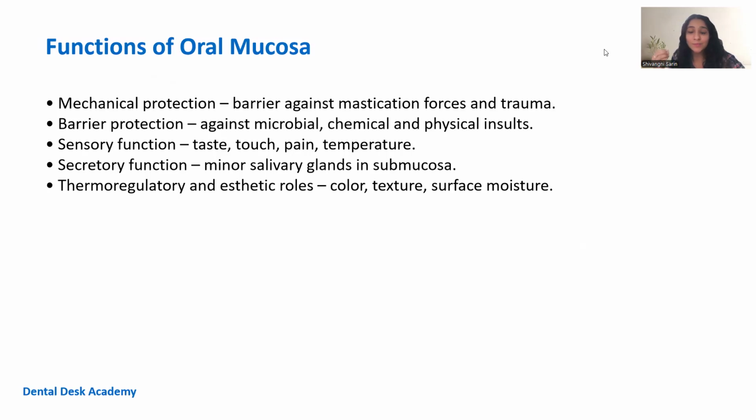The tongue is a specialized mucosa comprising muscle, and it is through the taste buds here that we are able to taste whether it's sweet, salty, sour, or bitter. Then, of course, there is secretory function with respect to the minor salivary glands which are present in the submucosa at particular sites. And then, of course, there is thermoregulation. We take temperature in the oral mucosa, below the tongue. And an aesthetic role, of course, based on color, texture, and surface moisture.